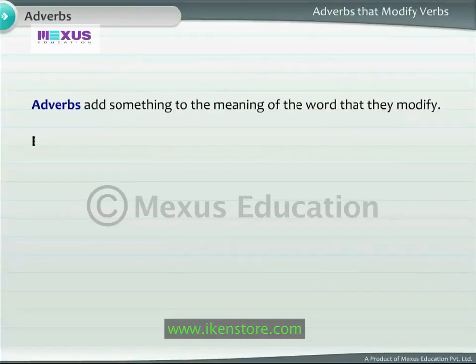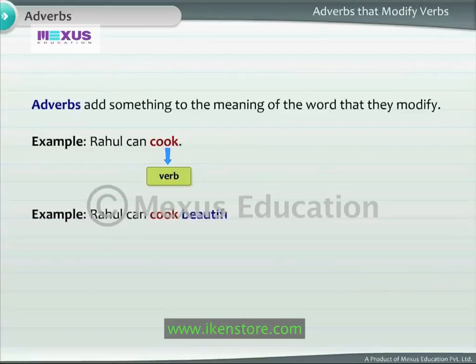Take a look at the following example. The verb cook in this sentence tells us that Rahul knows how to cook. But can you judge how well Rahul can cook by reading this sentence? This is where adverbs come in. In the next sentence, the verb cook is modified by the adverb beautifully. The adverb tells us how well Rahul can cook. This is how adverbs tell us more about the words that they modify.